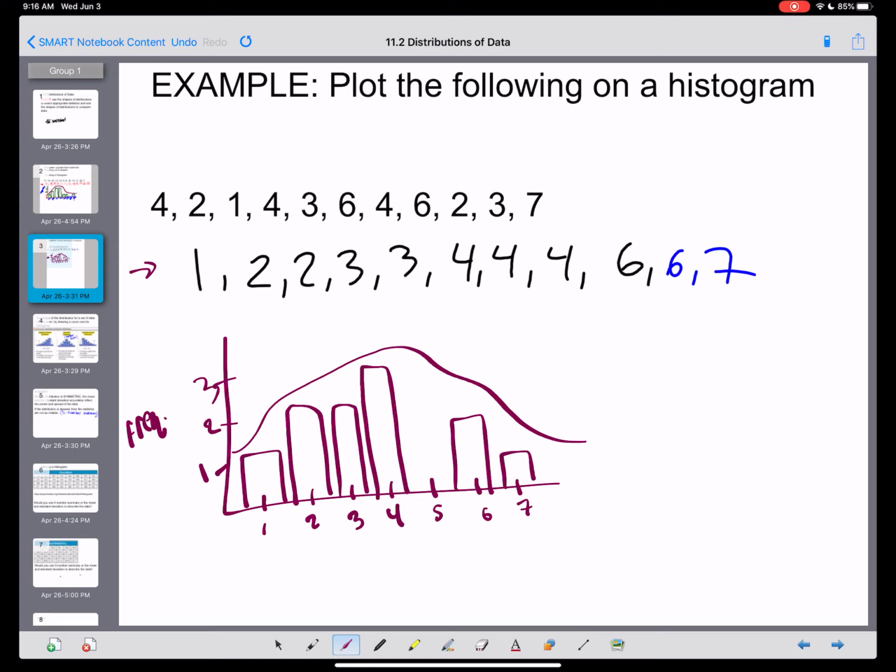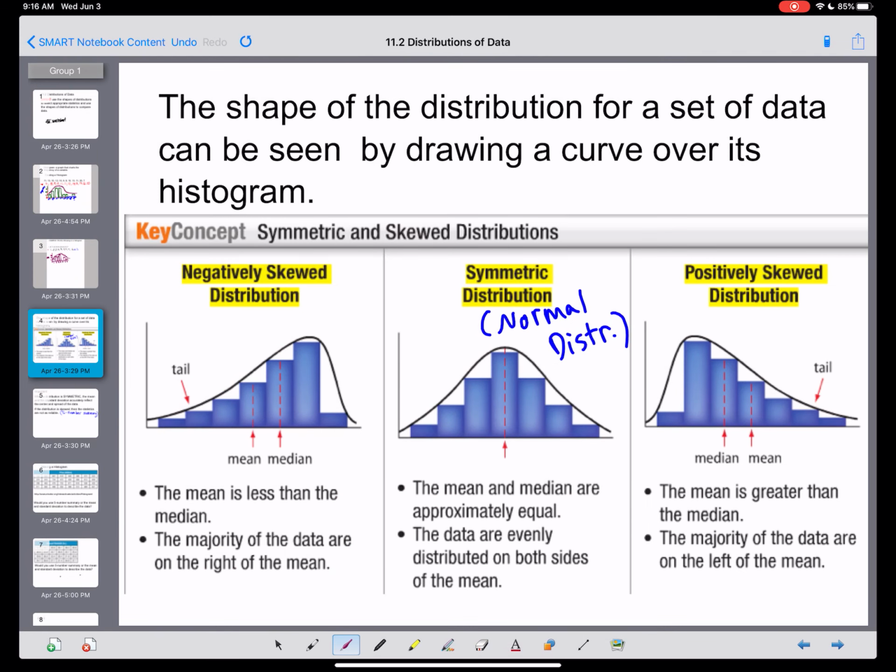Okay, so kind of important stuff. The shape. We want to talk about the shape of a histogram. We have 3 different shapes: negatively skewed, symmetric, and positively skewed. What I would like you guys to do is go ahead and copy this. A lot of stats, the beginning of stats, is you analyzing this kind of stuff, so it's important for you to see it.